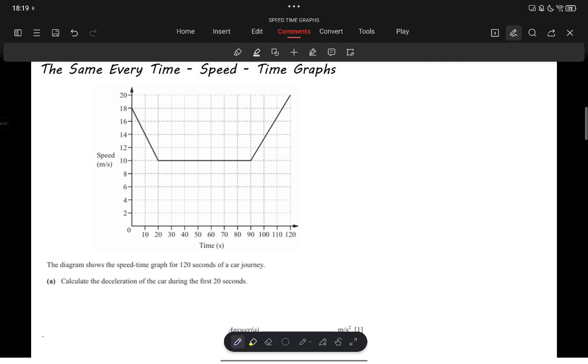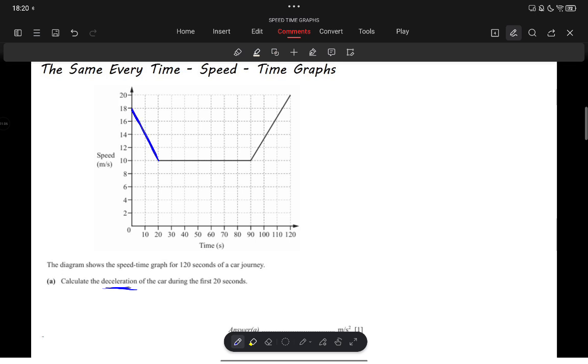If you've been watching the previous videos, you'll know your first move here is just to check that the units match up. Time is given in seconds, speed is in meters per second. So seconds for the time on the horizontal axis and seconds for time on the vertical axis. Seconds matches with seconds, so that's great, we can continue. Deceleration and acceleration are given by the gradient of the graph. So calculate the deceleration of the car during the first 20 seconds. It's this part of the graph here, that's the first 20 seconds.